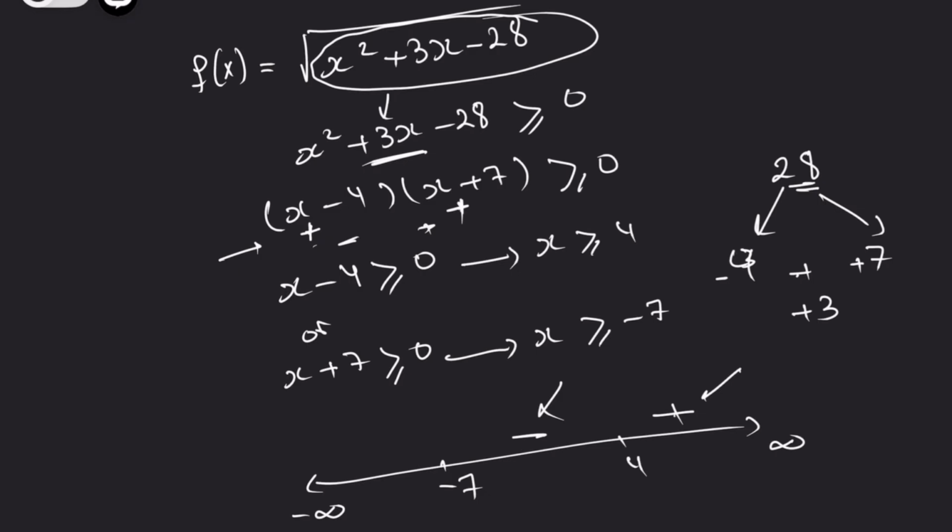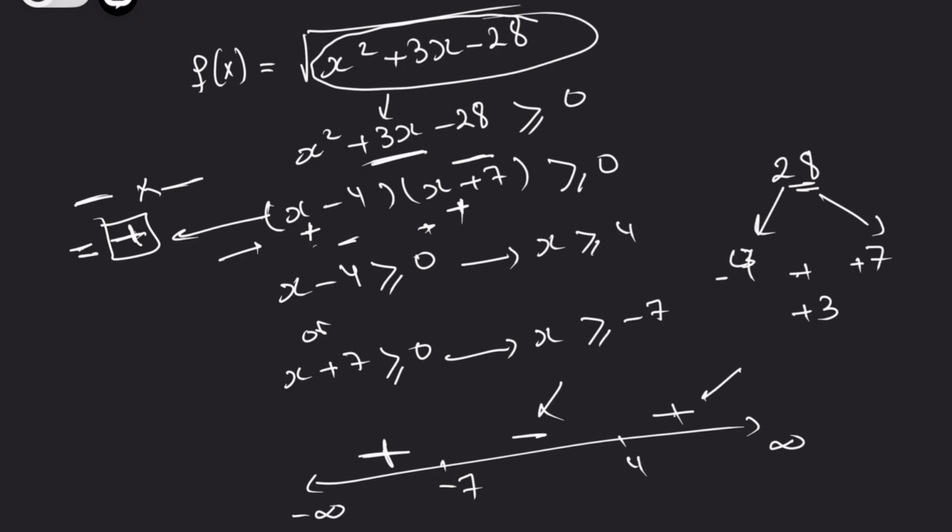Take a value less than minus 7. Let's say minus 10, for example. Minus 10 minus 4 here will give me what? A negative value. And minus 10 plus 7 here will give me what? Again, a negative value. So a negative value multiplied by a negative value will give me a positive answer, I'm sorry. So the answer here is what? A positive answer.